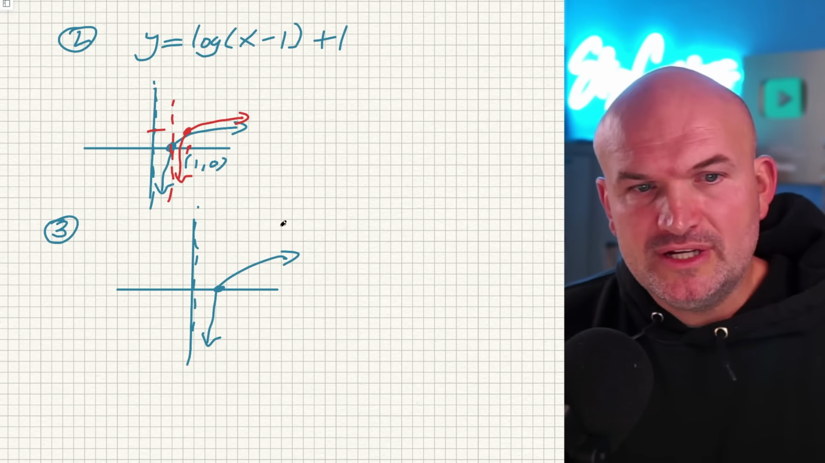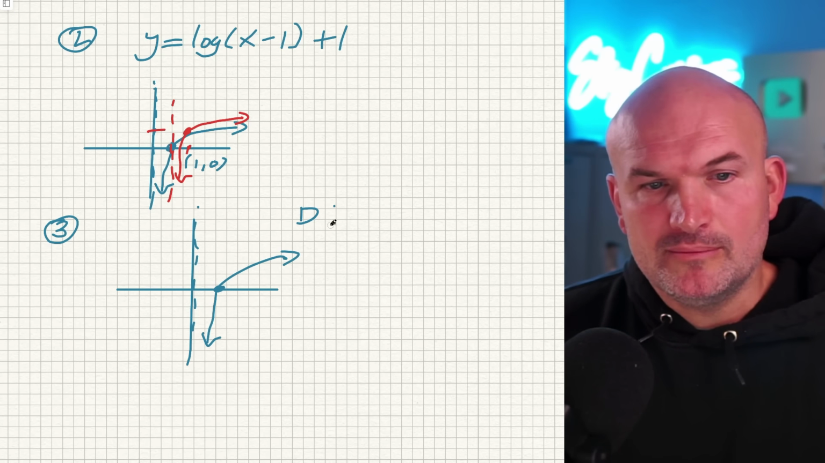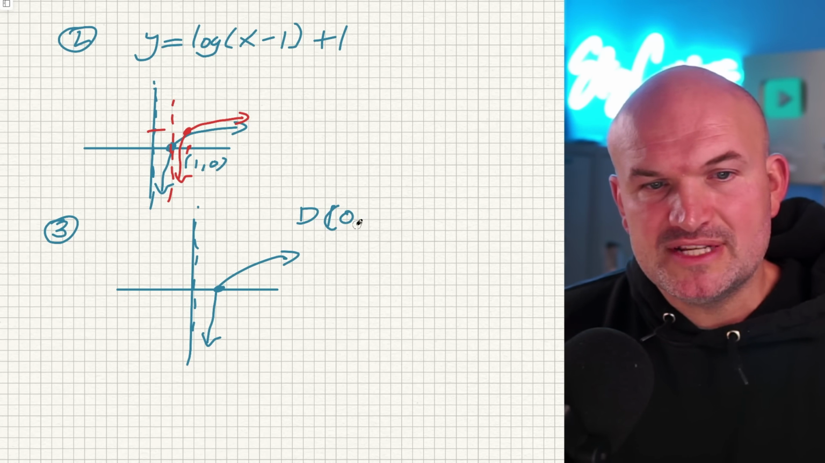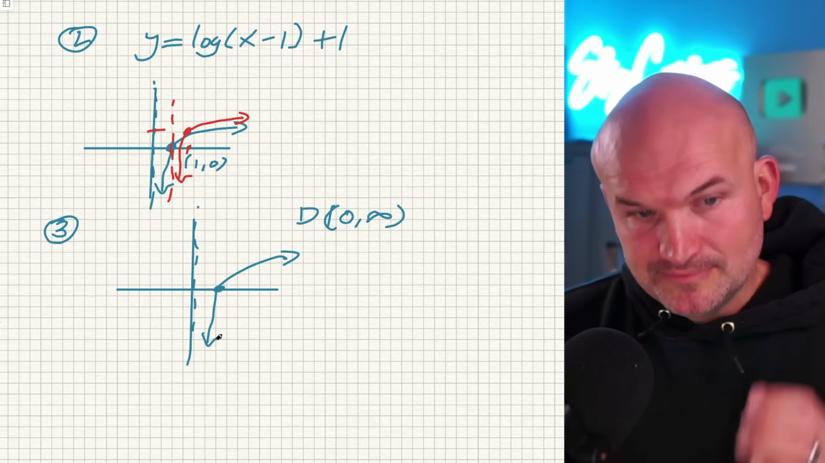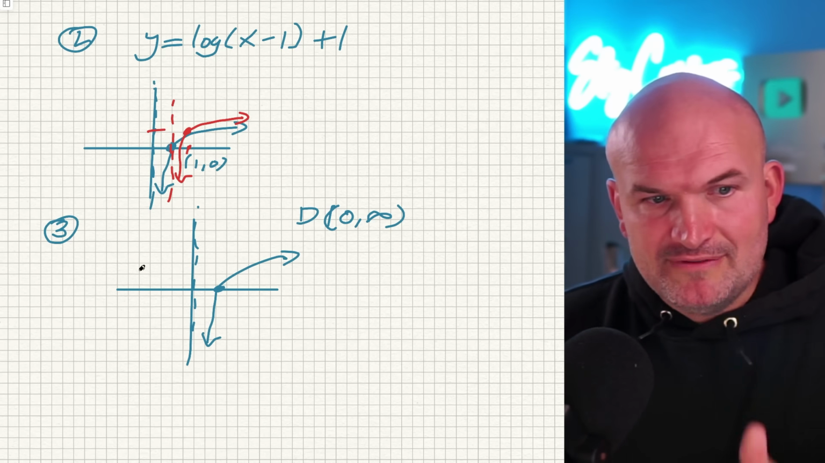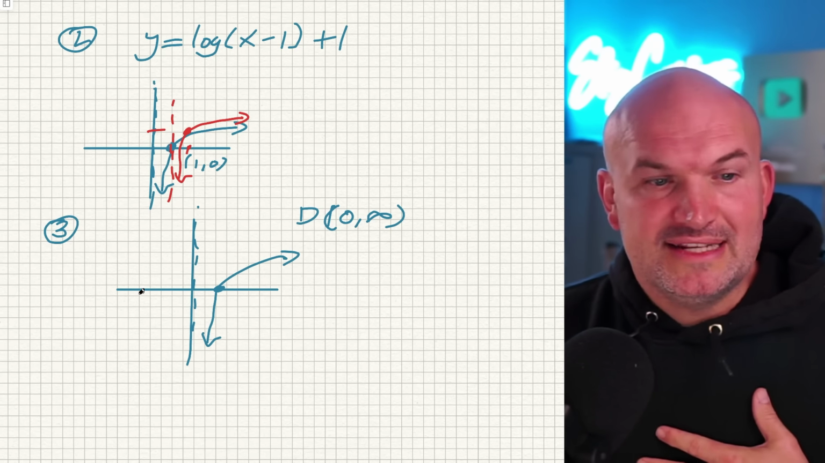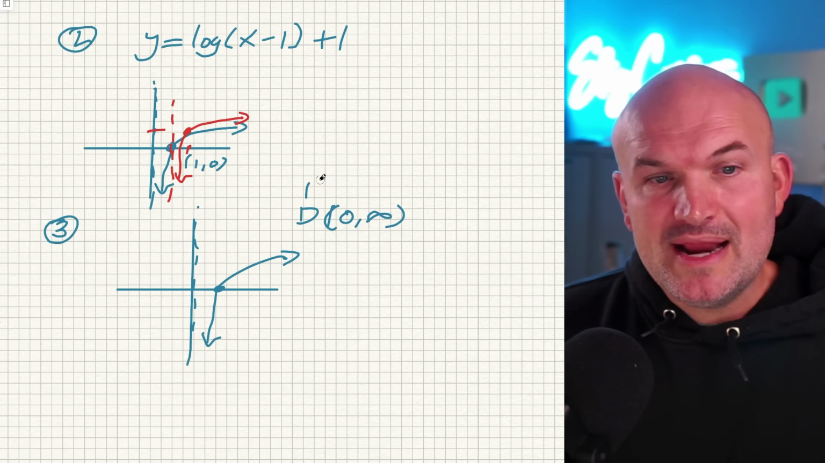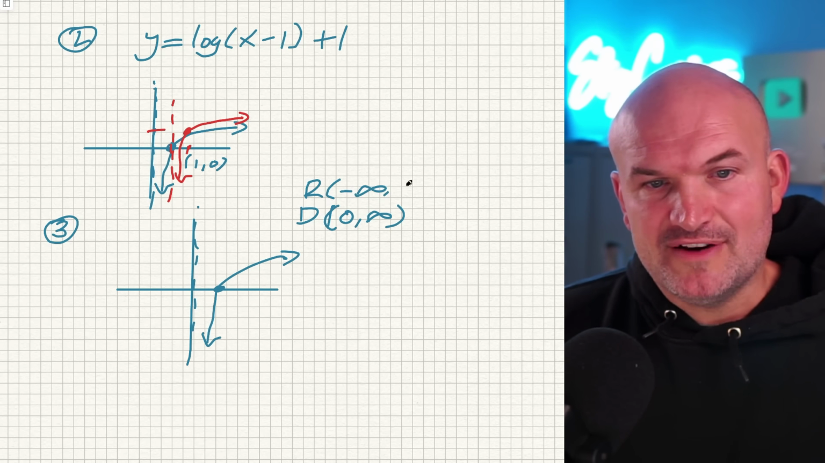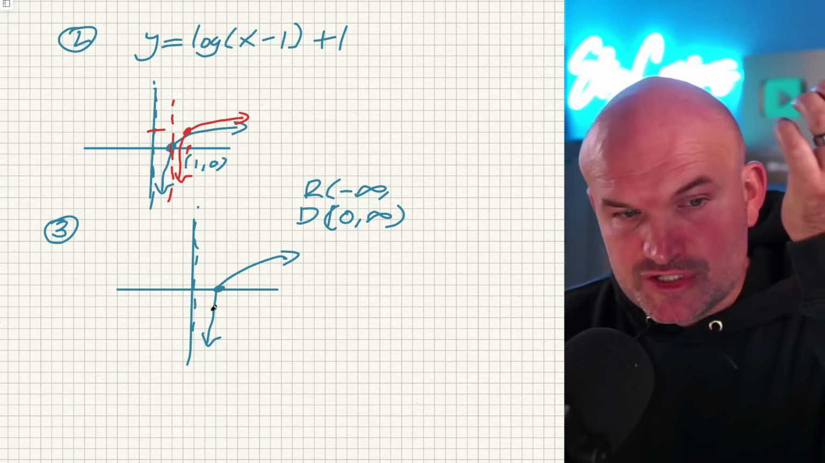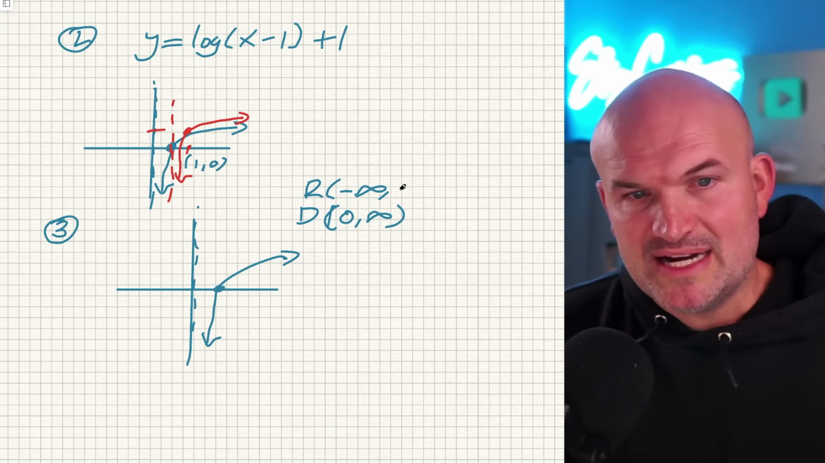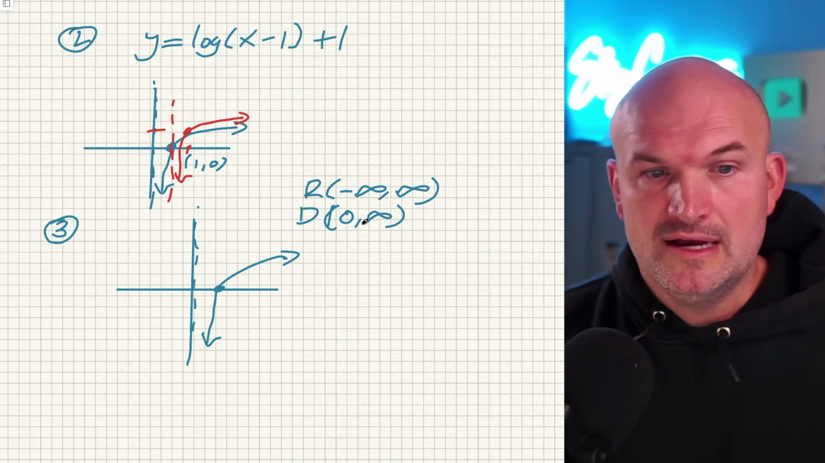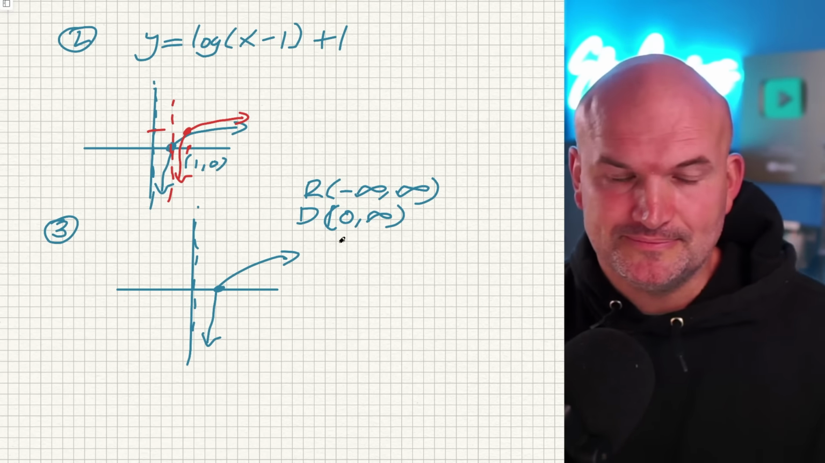Why? Well, if you look at it, our domain is restricted for a logarithm, right? It's for only positive numbers. It's from 0 to infinity. There's no part of this graph that's in the negative values of x, right? It's for only positive x values. Now, the range is not restricted. It goes down to negative infinity up to positive infinity. That's the set of all y values. The domain, though, is restricted.